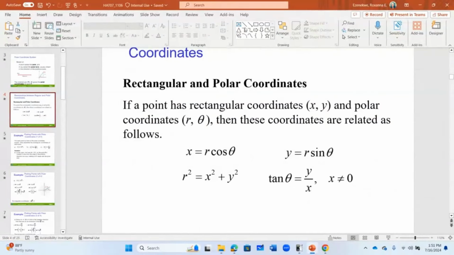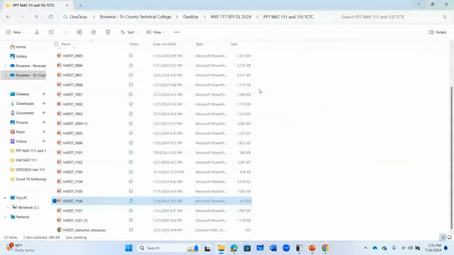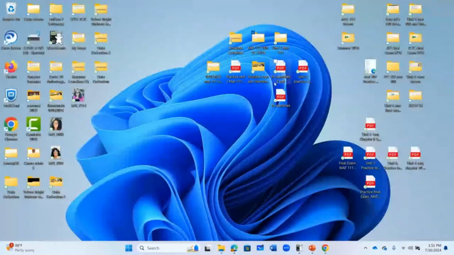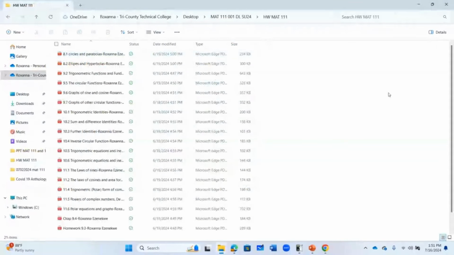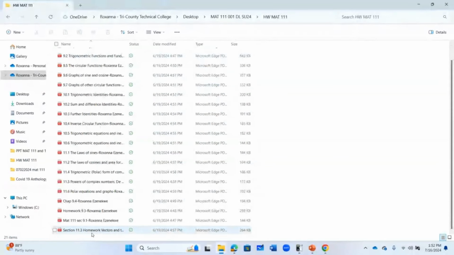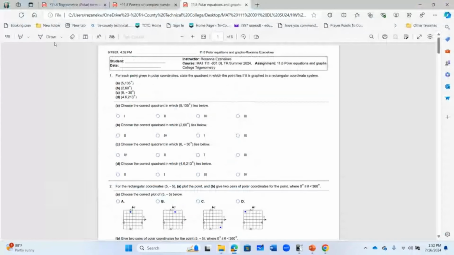So let's go to homework. I know we're not going to finish it, but homework 11.6 is where we are going. I know we have under 6 minutes, but we might start there when we come next class. Homework 11.6, polar coordinates. Maybe we're going to quickly do some graphing.